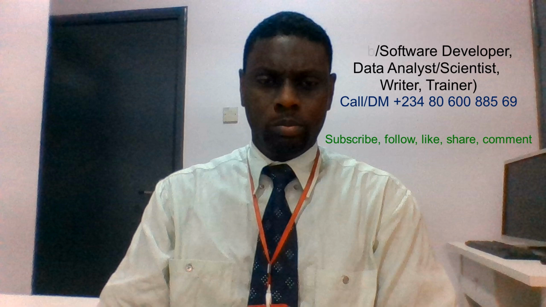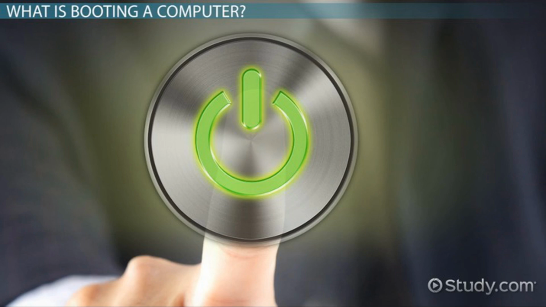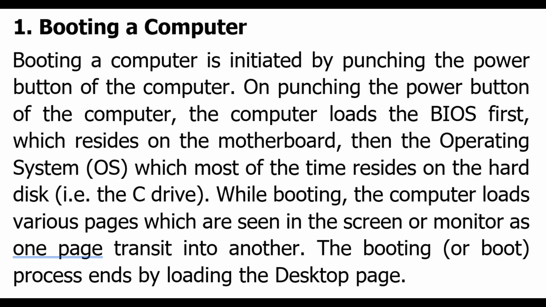Booting a computer is initiated by punching the power button of the computer. On punching the power button, the computer loads the BIOS first, which resides on the motherboard. Then the operating system, which most of the time resides on the hard disk. In other words, the computer loads the BIOS first, then loads the operating system. This whole process is called booting.